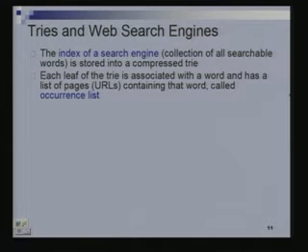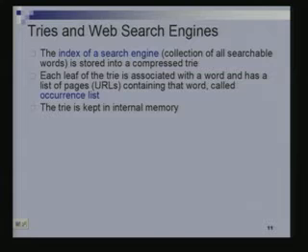And each leaf of the trie is associated with a word, and together with the word, just like we stored occurrences with the word in the text there, now we will have which URLs contain that word. Right? That's called the occurrence list.